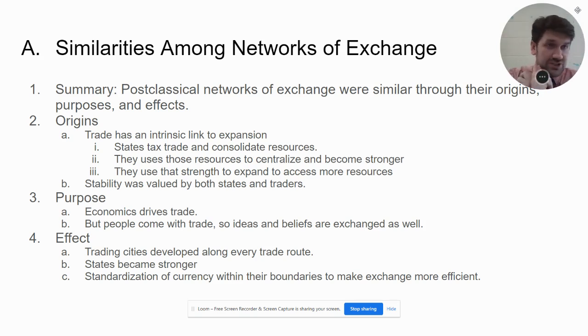States become stronger. We just talked about that. And then states are compelled to use that centralizing authority to standardize currency, which is something that, of course, is happening before the post-classical era, but is happening to a greater degree during this period because trade expands so much and becomes so much more important.